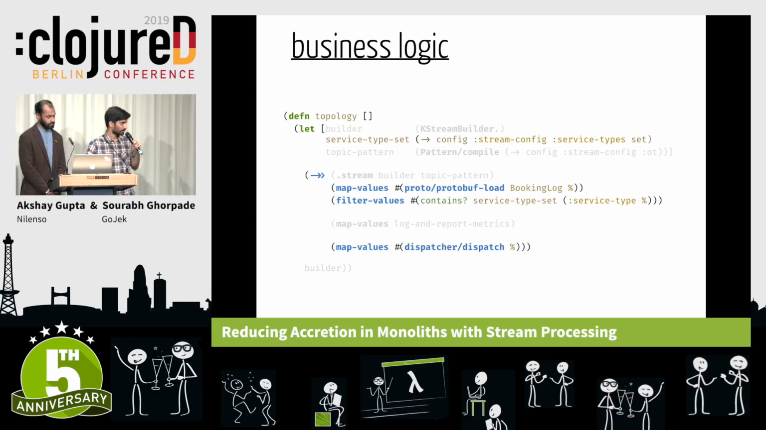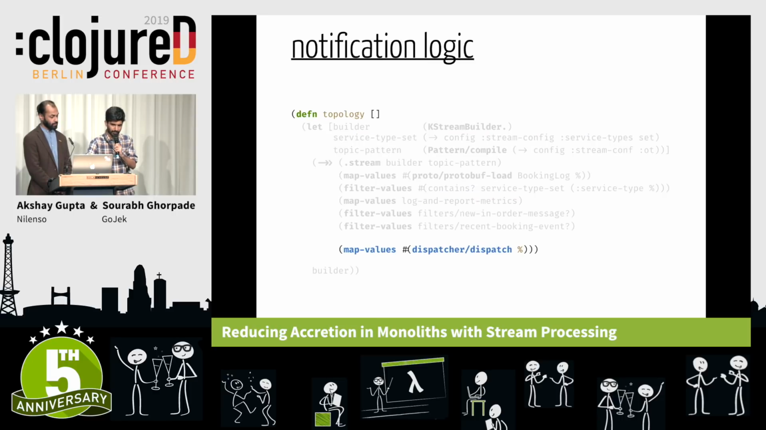And then there is the business logic, which says which type of log do you want to read? How should that be converted into a map so that that can be used further? And then maybe there is some filtering of certain types of events. For example, you could say, I don't want food events. I want only ride-hailing related events. And then finally there's the notification logic, which we here have written as a dispatcher.